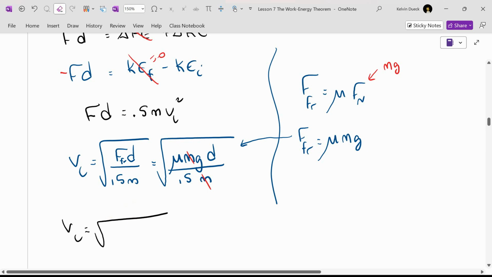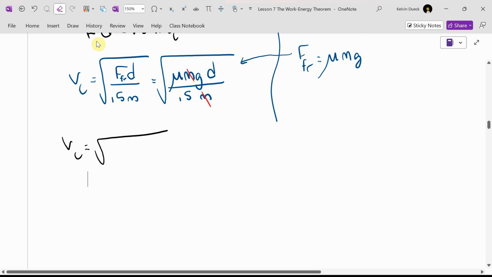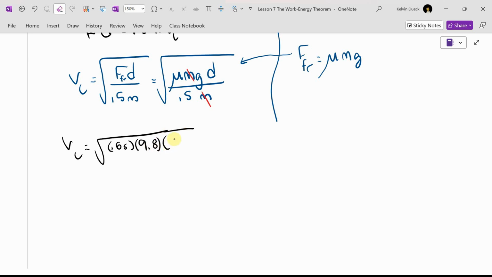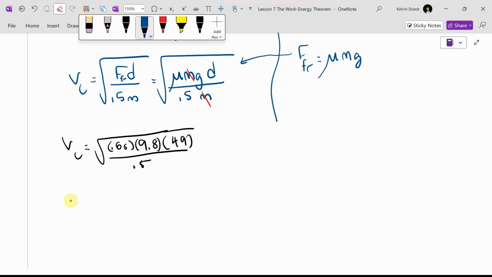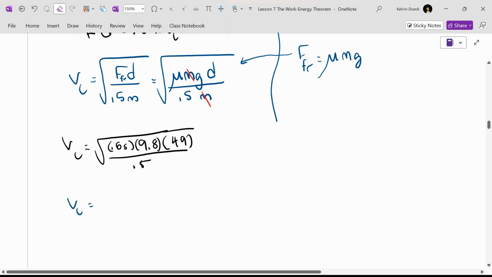What's mu? I don't know what's mu with you. What's mu? Or sorry, g, 9.8. What was the skid distance? How fast was this car going minimum? Because it might have slowed down before skidding.